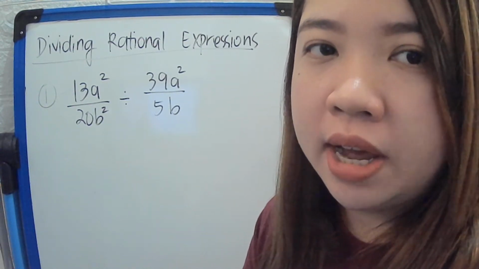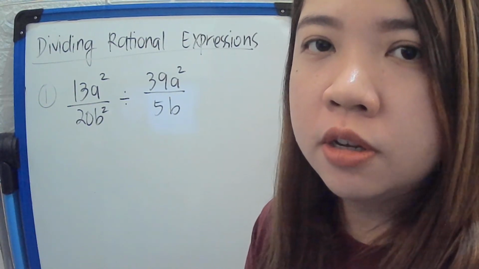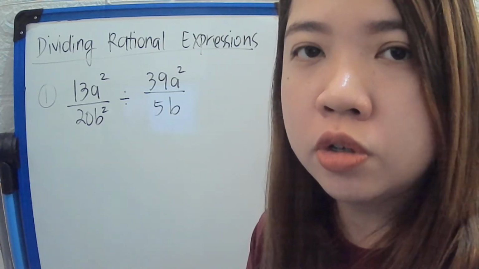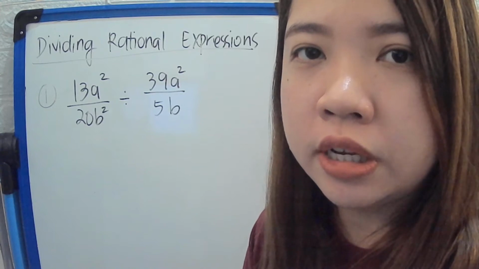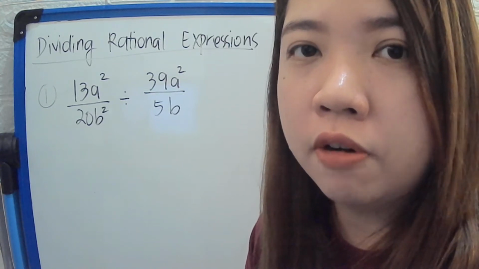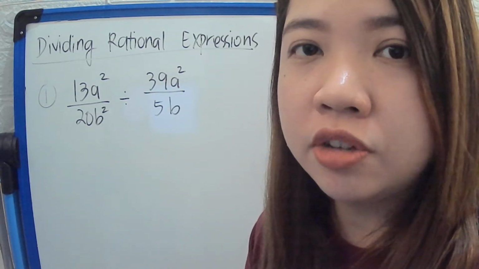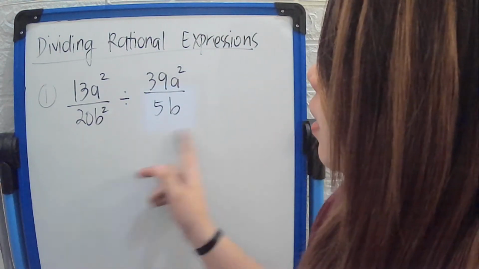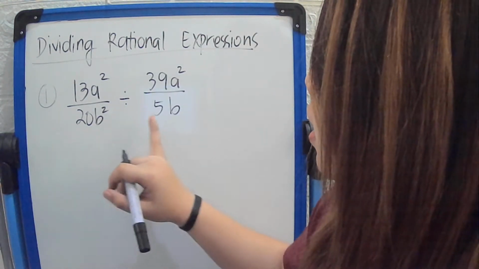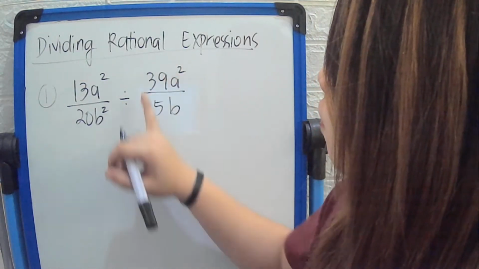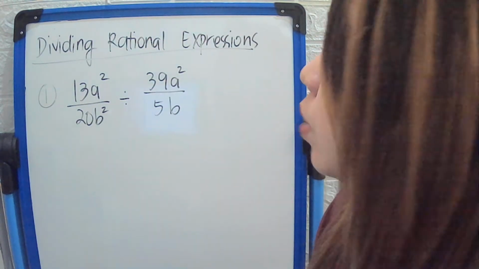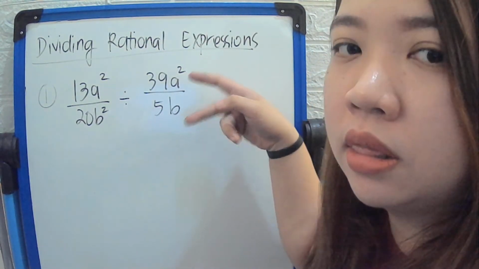Now we will divide rational expressions. So always remember that if you are dividing fractions, what we're going to do first is to get the reciprocal of the divisor. The divisor is the second term in the given. So for example here, I have 39a squared over 5b. This is the divisor.